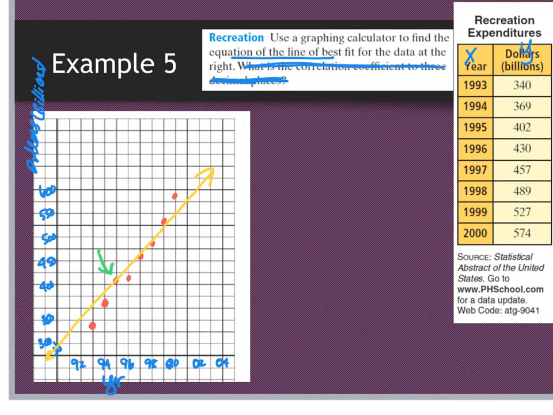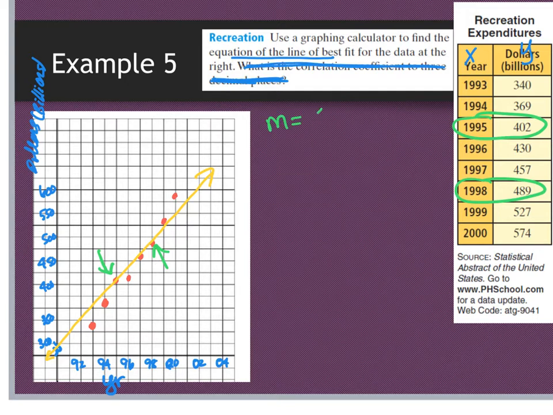It looks like this coordinate point, which is at (95, 402), and let's say this point right here, which is at (98, 489). It doesn't have to be your actual data points, it could be if it crosses a crosshair or something like that. I'm going to find the equation by first finding the slope.